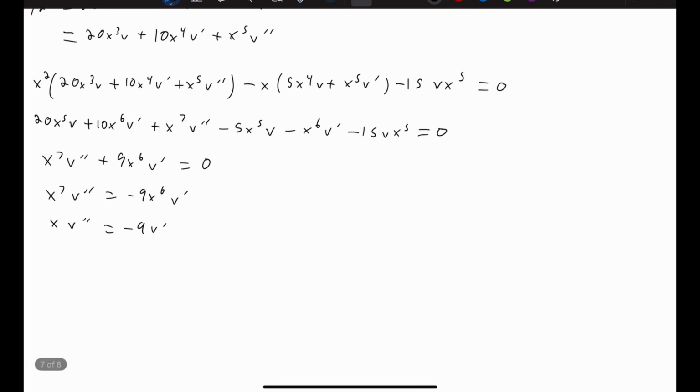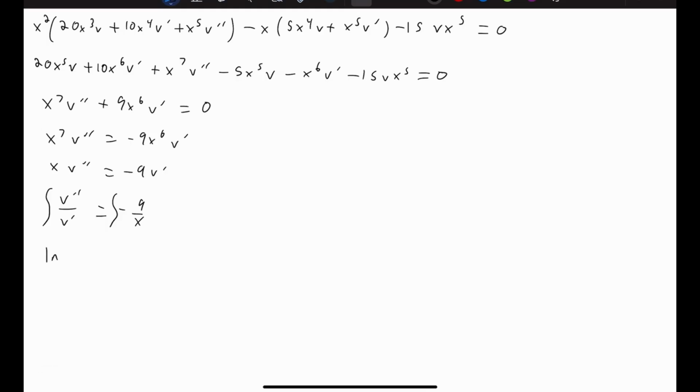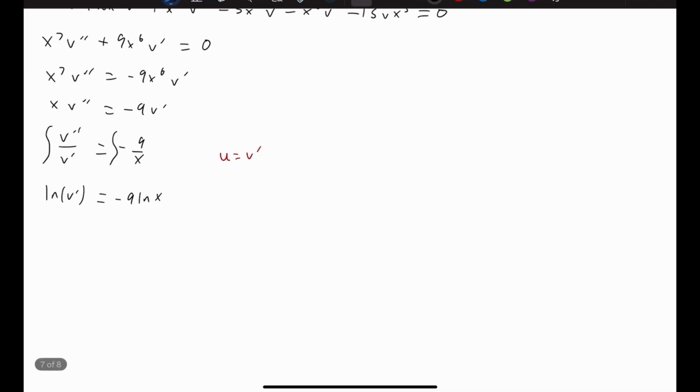We can separate variables, and we'll get v double prime over v prime equals negative 9 over x. And then when we integrate both sides, this left side is going to become the natural log of v prime. If you're not seeing why that is, you can do a u substitution with u equals v prime, and you should end up with that result. And then this side will become negative 9 ln x plus c. Don't forget your constant there.